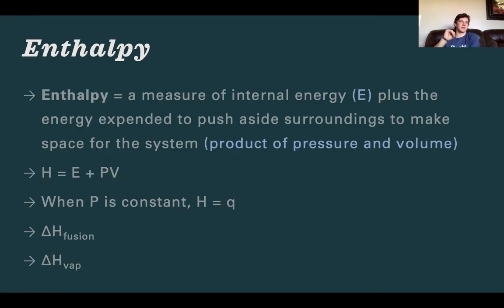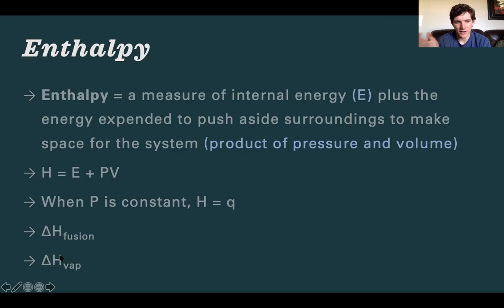So we also want to talk about enthalpy. Enthalpy is a little different from internal energy. And again, internal energy is the kinetic energy plus the potential energy. Enthalpy is a measure of the internal energy plus the energy expended to push aside surroundings to make space for the system, the product of pressure and volume. So it has to do with work as well. Our enthalpy equals our energy plus our work. We also want to know that when pressure is constant, our enthalpy equals our heat change.